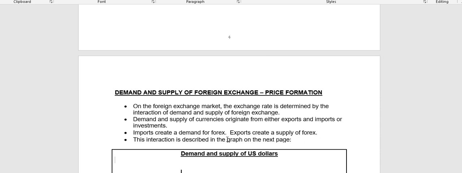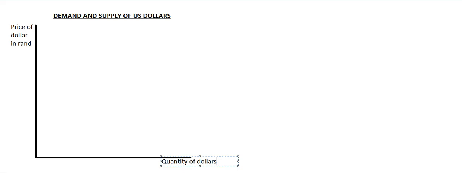So as I explained just now, if South Africa imports, we have to pay America. That is going to create a demand for foreign exchange because we have to buy dollars to pay them. And when there's exports from our side, that is going to create a supply of foreign exchange because obviously the Americans will have to sell their dollars in order to buy rand to pay us. All right. So the interaction between this demand and supply, obviously we're going to use a graph to explain this interaction. Okay, so I'm going to go to the graph.